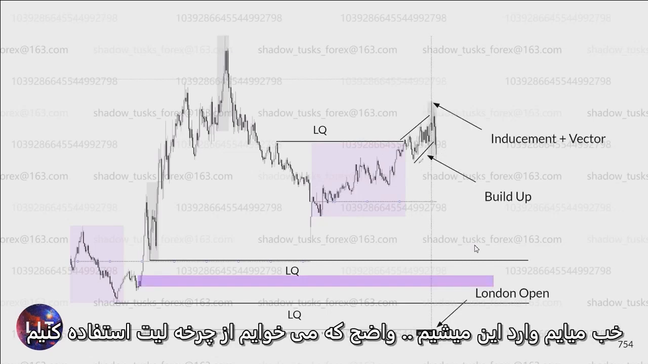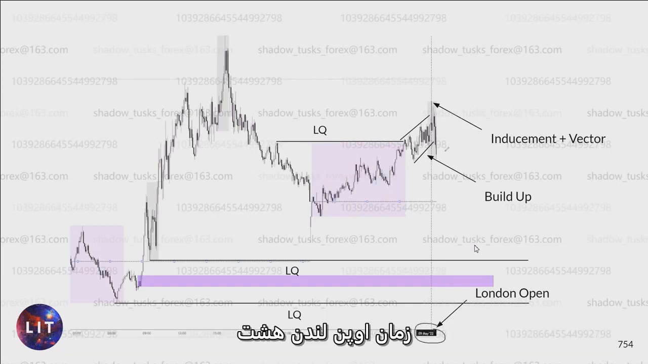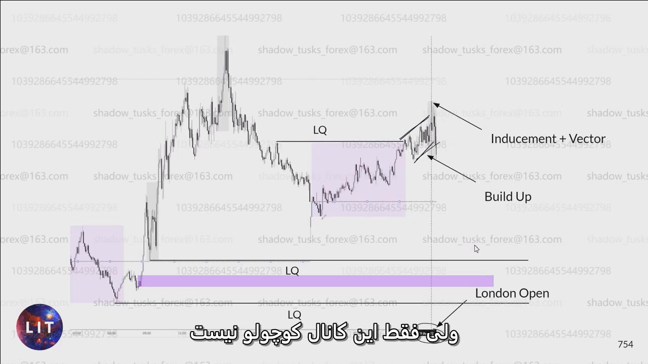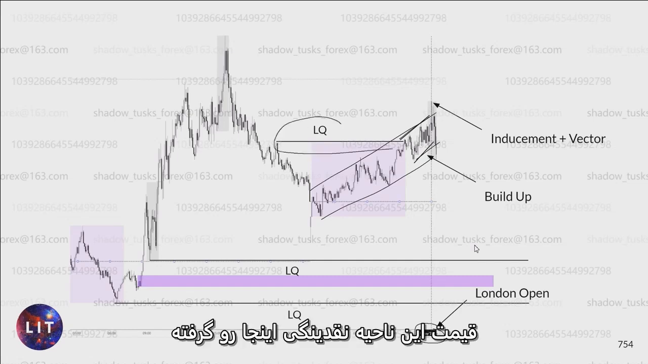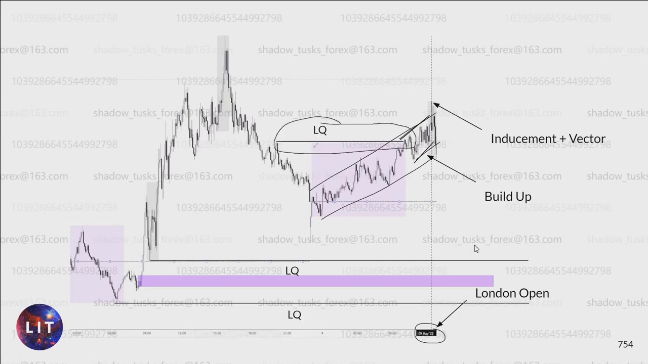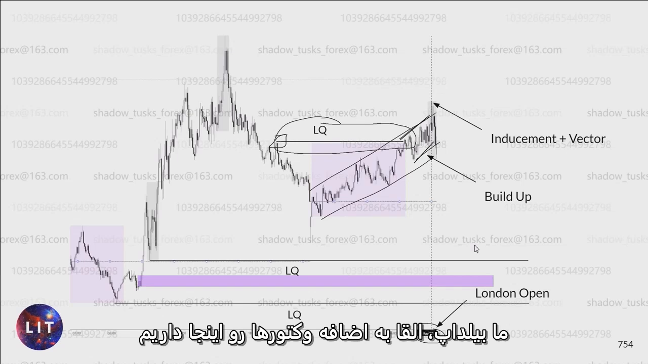Coming into this, we're obviously going to use our LIT cycle. So it's London Open. What have we seen pre-London Open? We've seen this little channel here, but not just the little channel. We've also seen the large build up throughout Asia, right? We've taken this liquidity zone here, Asia high, not Asia high, previous day. Liquidity zone from the previous day. We've had build up, inducement plus vector.